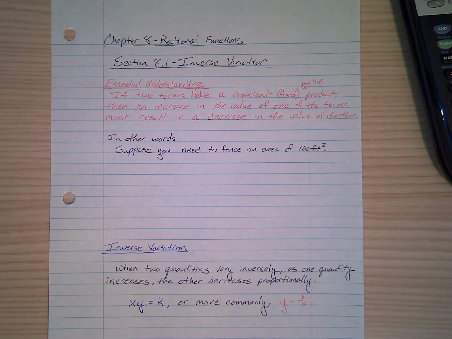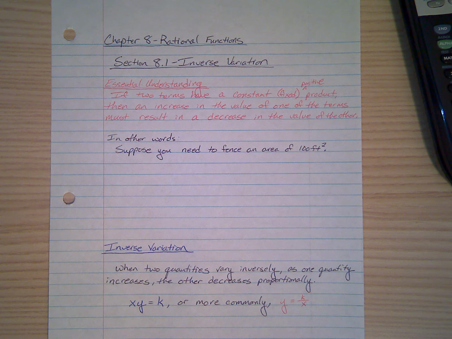So today we're going to move into a new chapter, chapter 8, which is about rational functions. And the first section in that is called inverse variation. What we need to understand from this section is pretty basic. If you have two terms that have a constant or fixed positive product, when you increase one value, then the other one has to go down. Okay, so what does that look like?